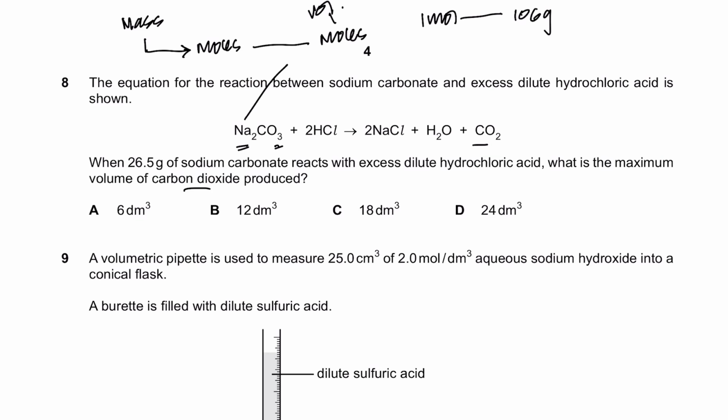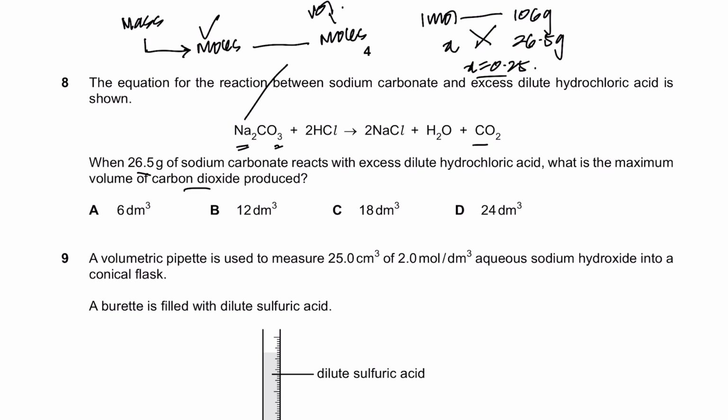So in 1 mole of sodium carbonate, you have 106 grams, and if you have 26.5 grams of sodium carbonate, how many moles would you have? You cross multiply 26.5 divided by 106, that'll give you 0.25. Or you could just use the formula for it, right? So you have 0.25 moles of sodium carbonate.